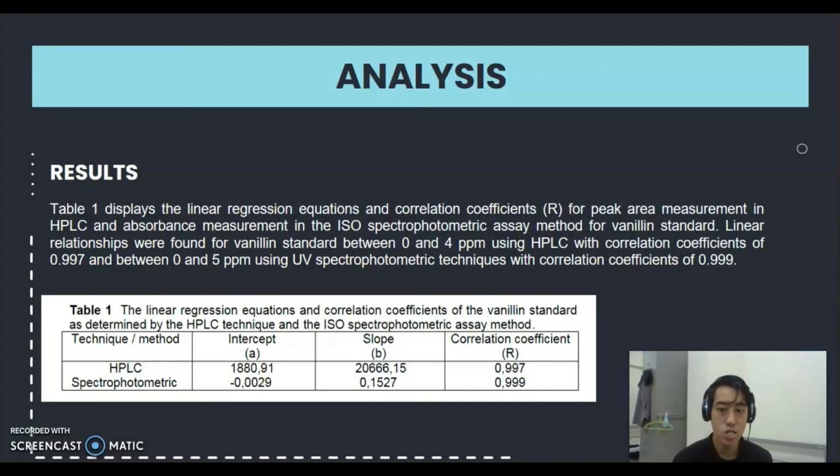The analysis consists of results and discussion. For table 1, linear relationships have been found between the linear regression equations and correlation coefficients of the vanillin standard as determined by the HPLC technique and the UV spectrophotometric assay method. It shows linear relationships.